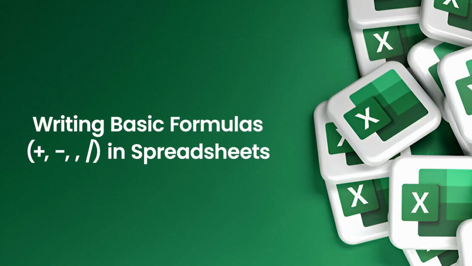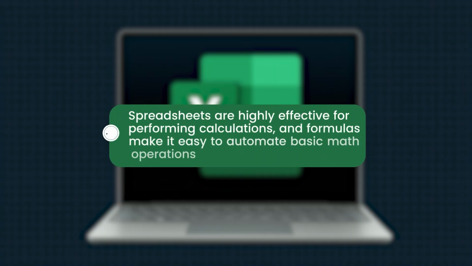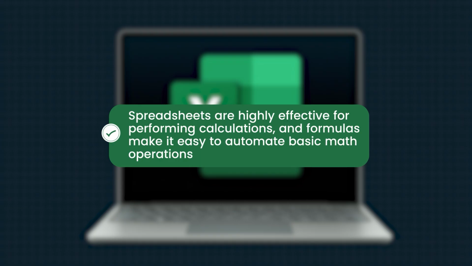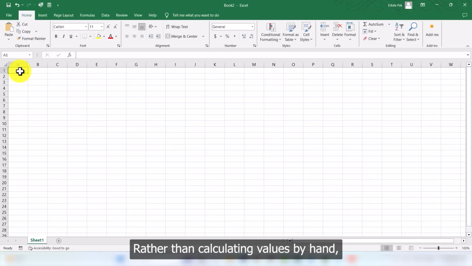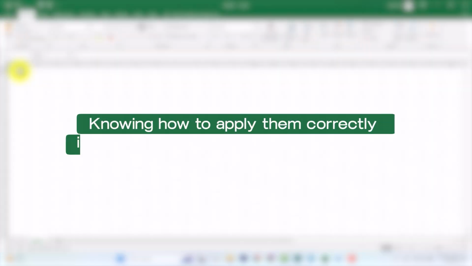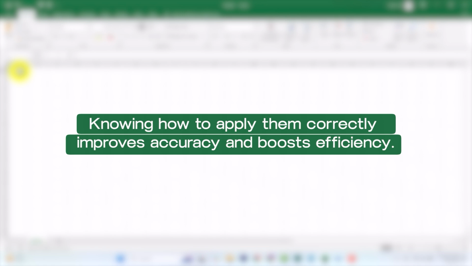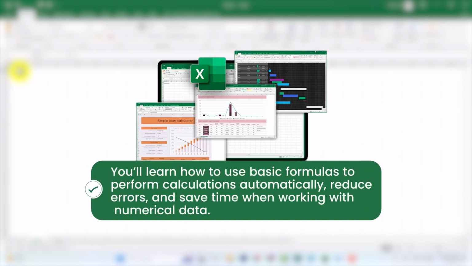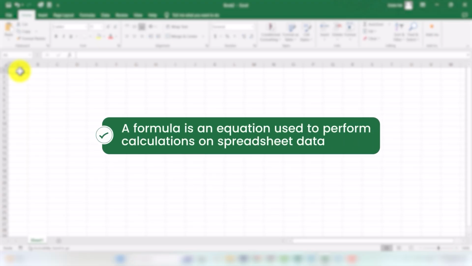Writing basic formulas in spreadsheets. Spreadsheets are highly effective for performing calculations, and formulas make it easy to automate basic math operations. Rather than calculating values by hand, you can quickly generate totals, differences, products, and quotients using simple formulas. Knowing how to apply them correctly improves accuracy and boosts efficiency. You will learn how to use basic formulas to perform calculations automatically, reduce errors, and save time when working with numerical data. A formula is an equation used to perform calculations on spreadsheet data.